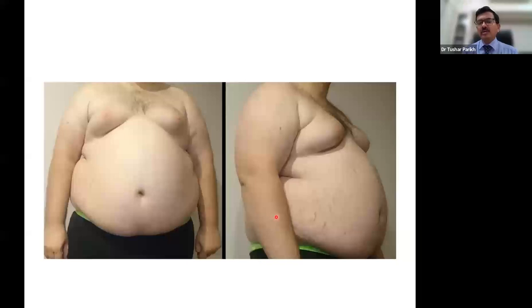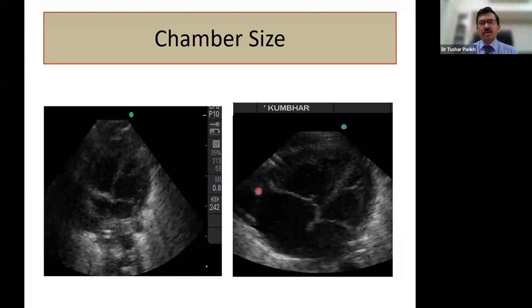The point I want to make here is that as soon as you look at the heart, you start getting a feeling, you understand that this person has got pulmonary hypertension. So how many of you can answer in the chat box? The left one is likely to have pulmonary hypertension, or the right one is likely to have pulmonary hypertension? You can type in the chat box. So one answer is there, right? Correct. So I think all of you are with me.